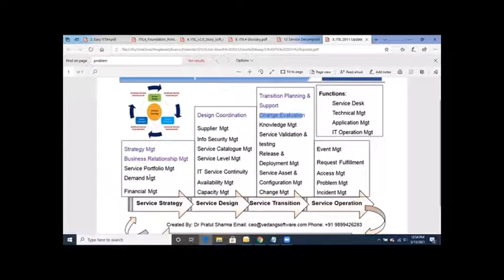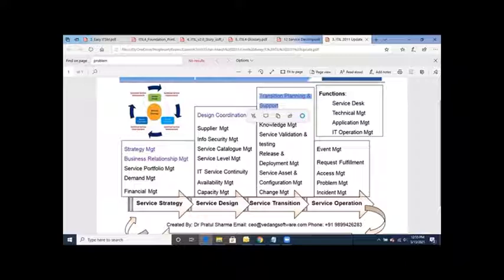What all we will shift? That's a project. That's not an operation. So this transition planning and support is actually a Prince 2 within ITIL. Prince 2 is project management. So जो project management घुसाया है इनने, वो यहाँ घुसाया.